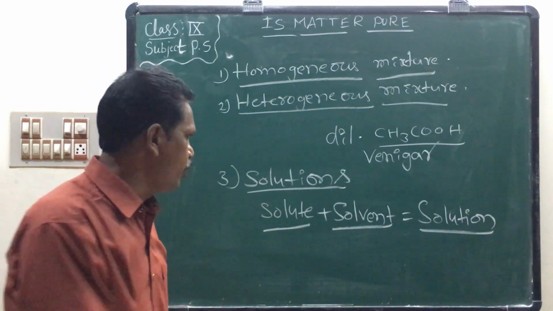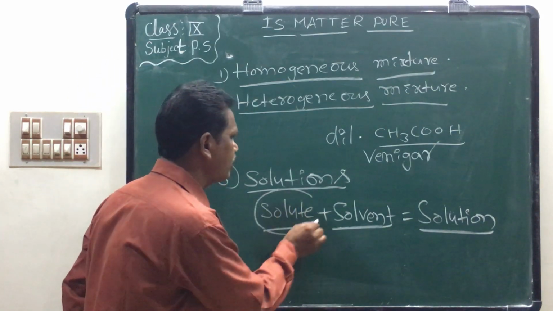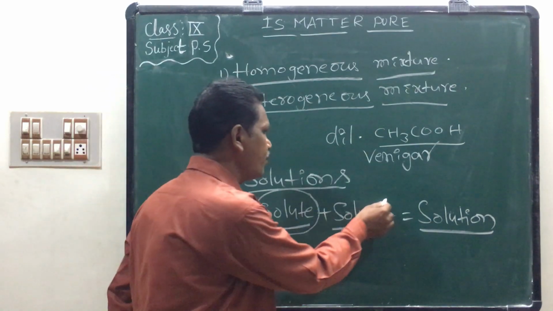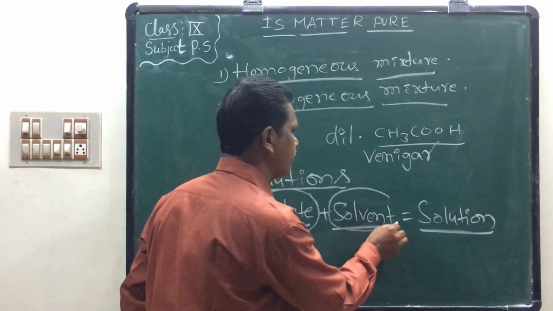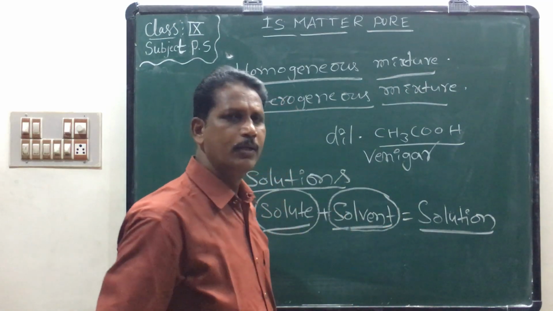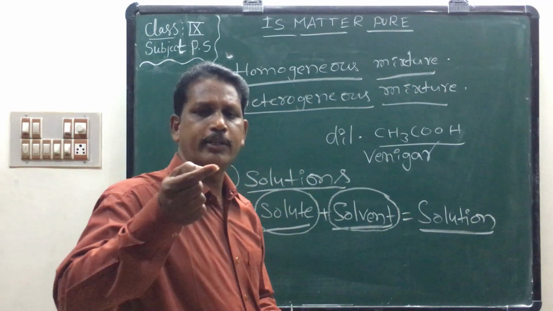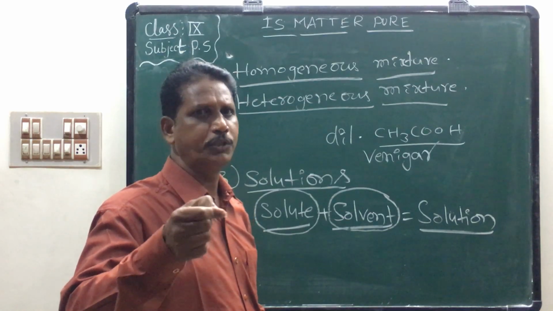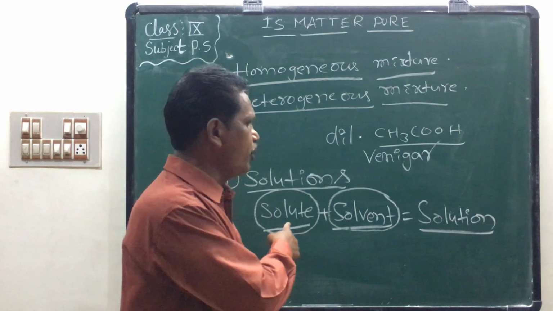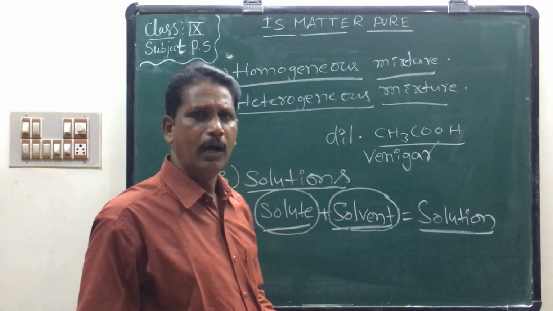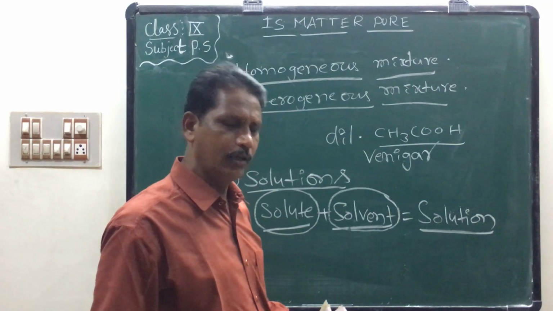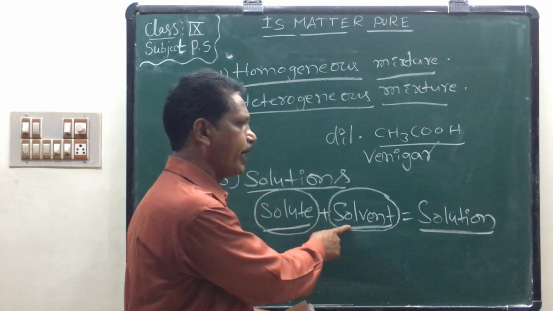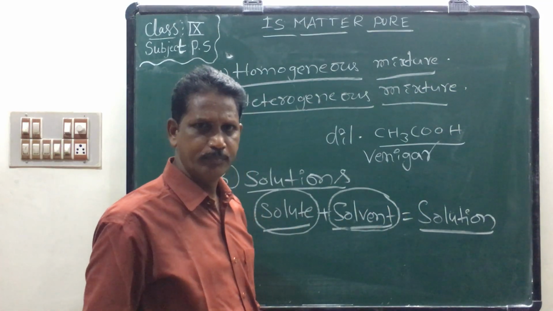Here salt is a solute. The small amount in the solution is called solute. The large amount of substance in solution is called solvent. Water is a large amount. One spoon of salt is a small amount. A small amount of substance present in solution is called solute. A large amount of liquid or substance is called solvent. Solute dissolved in solvent to form solution.